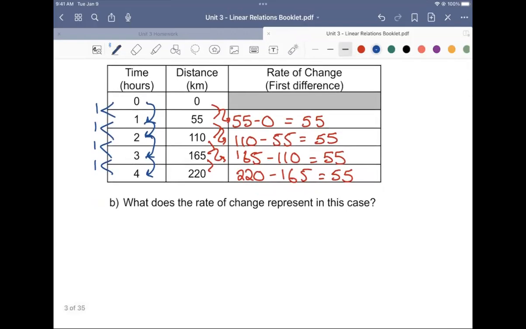What this means is that for every hour I drive, I go 55 kilometers. So if I say I'm driving 100 kilometers per hour, that means in 1 hour I can drive 100 kilometers as long as I don't change my speed. But that is just going to be looking at a rate of change.